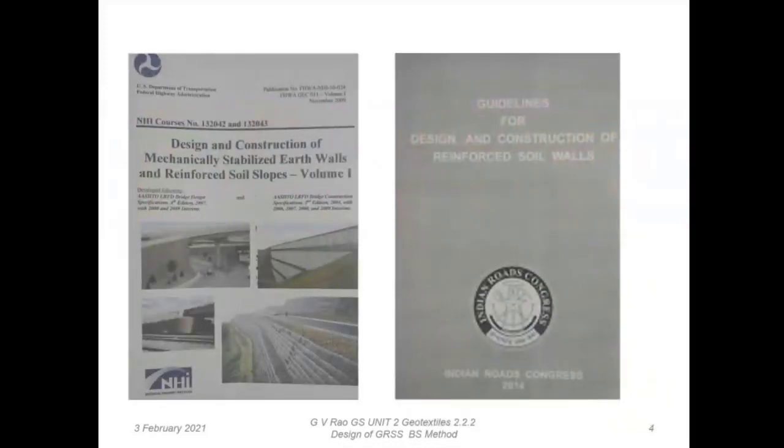The other things which I also come to know later, not in this particular design methodology which we are starting now, is the method given by the Federal Highway Administration, FHWA, and the NHAI. I will tell you what these things are, what is FHWA and what is NHAI. And in India also we have one in 2014, guidelines for design and construction of reinforced soil walls.